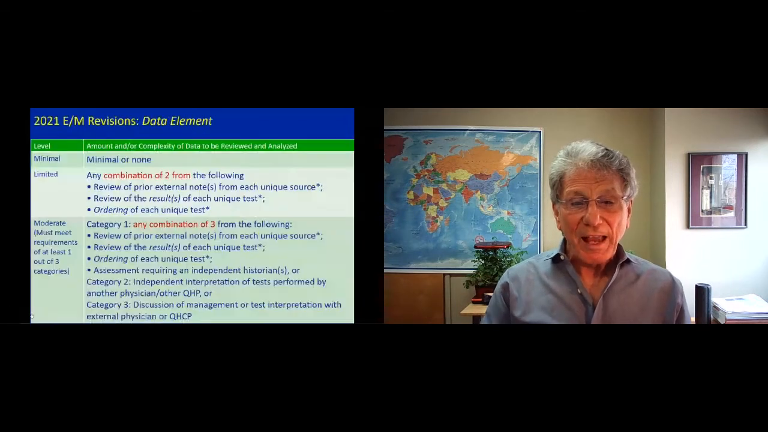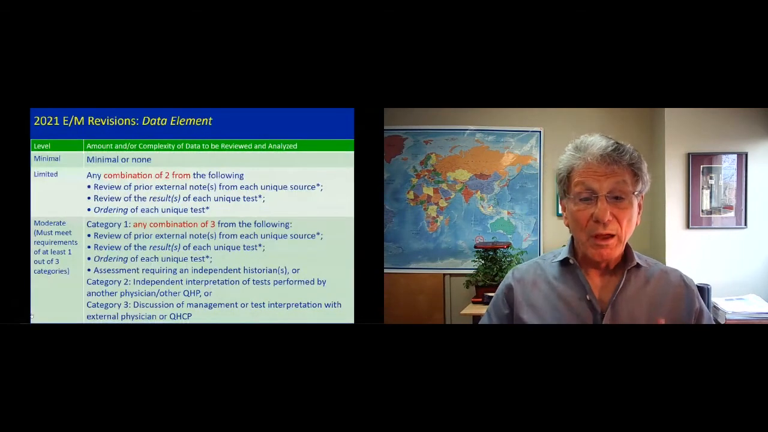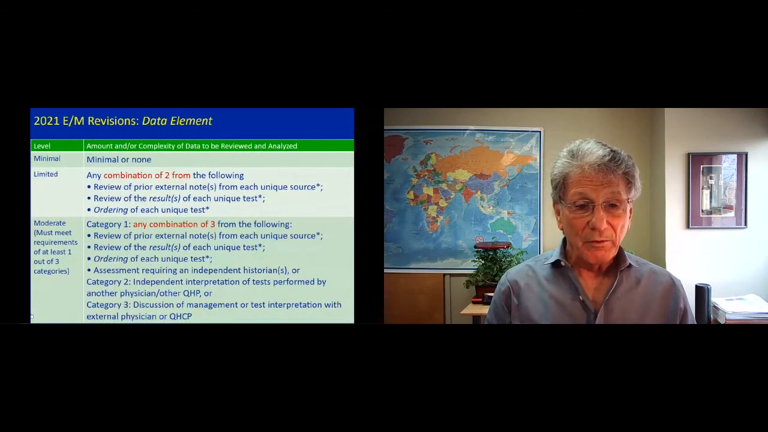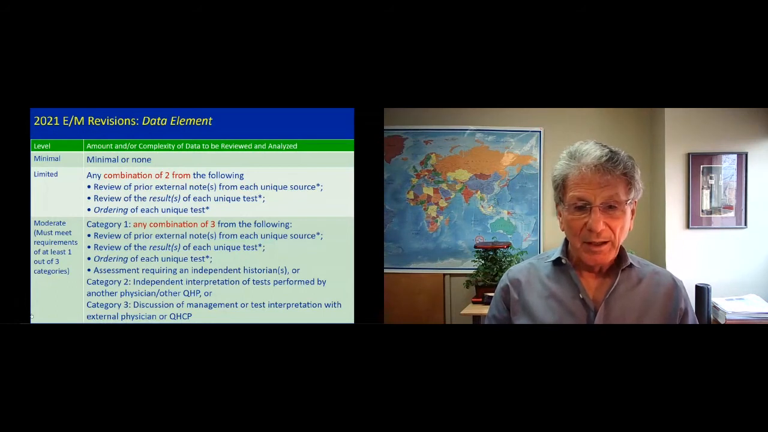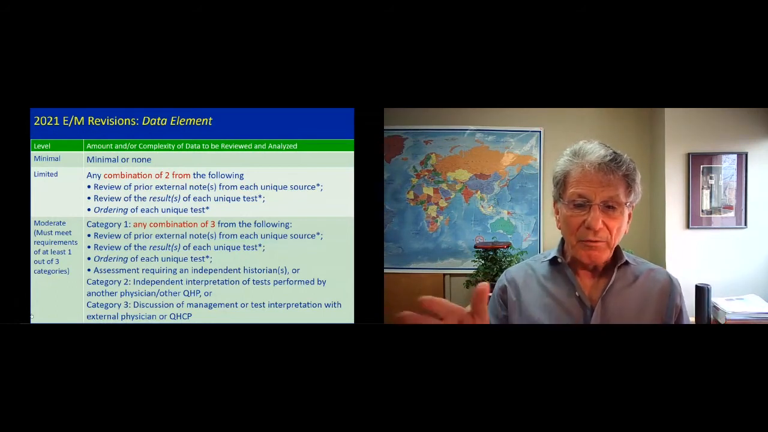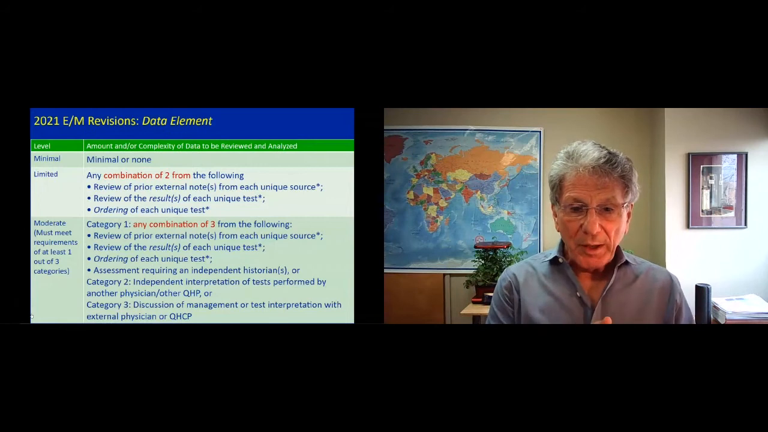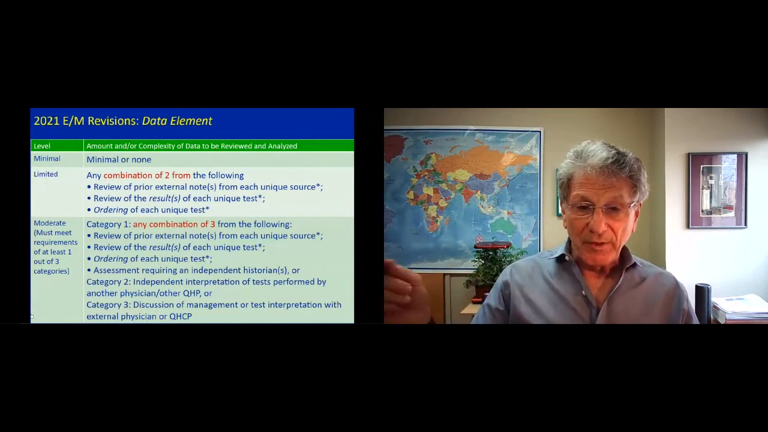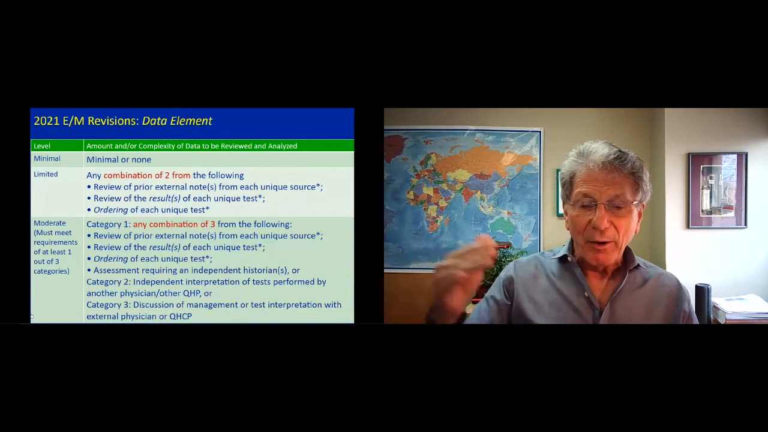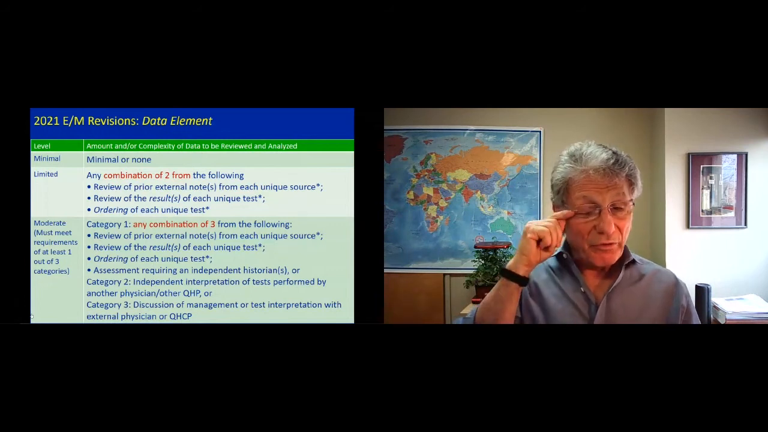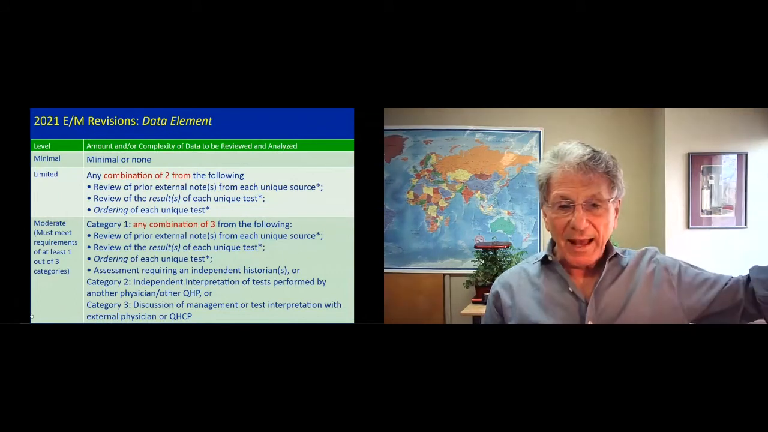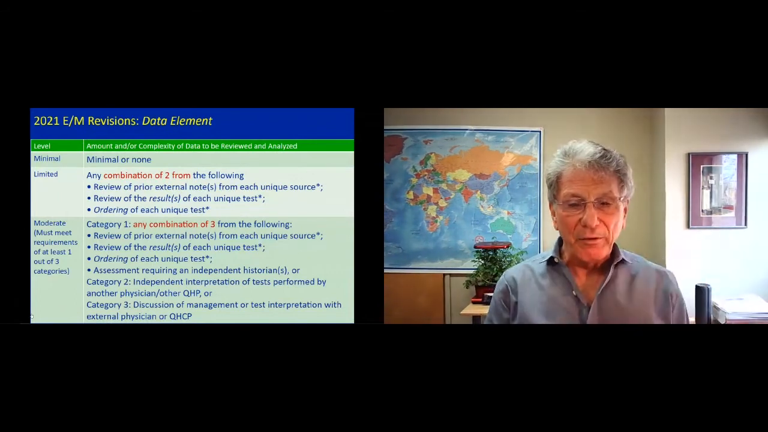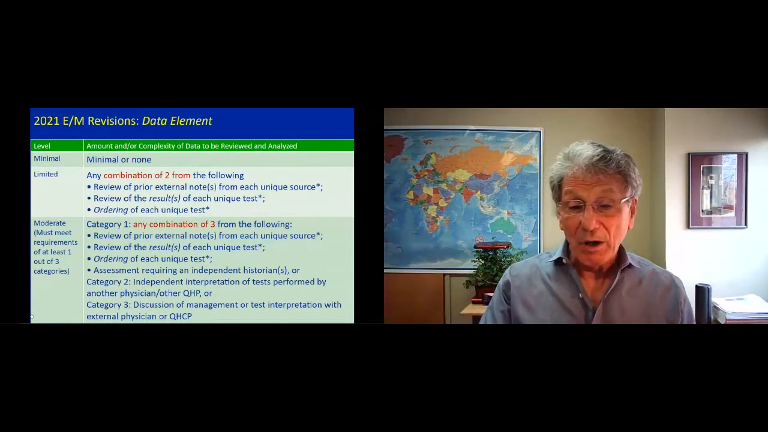Great. Okay, here's the second column. And this has to do with the amount of data that we had to review. So first is minimal. We didn't have to review any data at all. The second is limited. And it's any combination of two from reviewing prior external notes. That means a note from a provider outside of your practice. So the patient was seen in the internal medicine clinic and you're in the family planning clinic. Reading that note from the internal medicine clinic counts, but not if your colleague wrote a note 2 weeks ago for the family planning clinic.